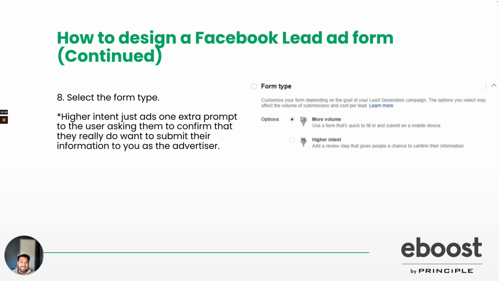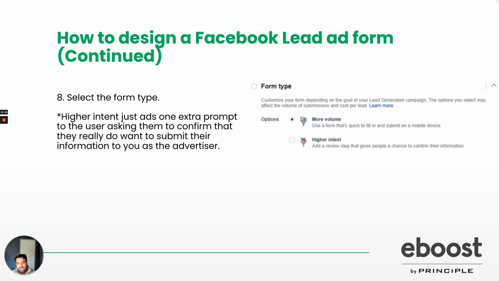So how to design a Facebook lead ad form continued. So we're going to talk about selecting the form type. This is interesting because this is relatively new from Meta. But essentially they give you two options now. So you have the option for more volume and you have the option for higher intent. So the difference here is that essentially higher intent adds one extra step. So when the user goes through the process of submitting the first name, last name, and all that other information, right after they hit submit, one more additional page comes up.